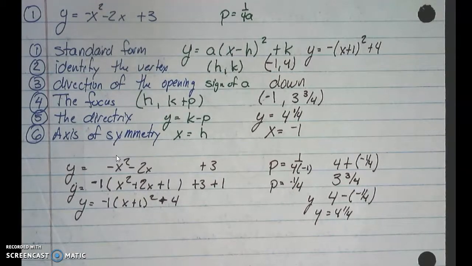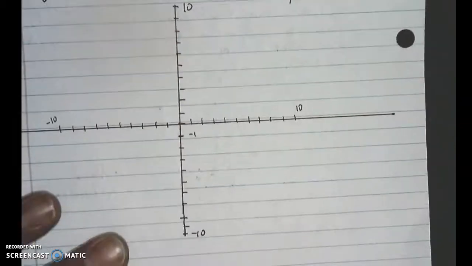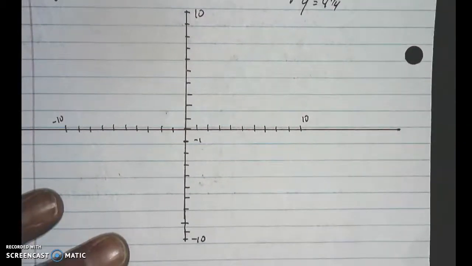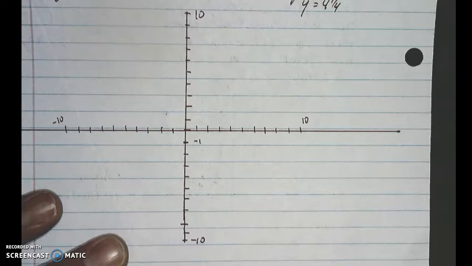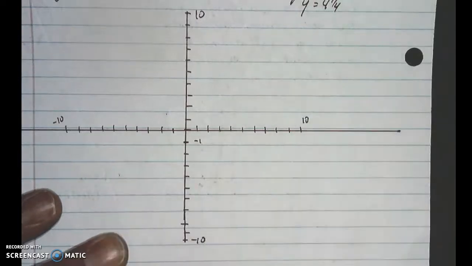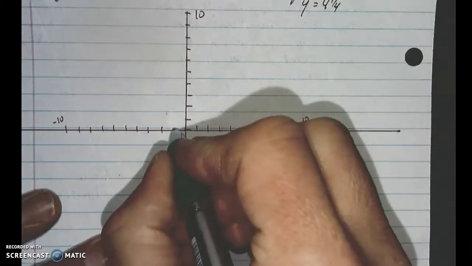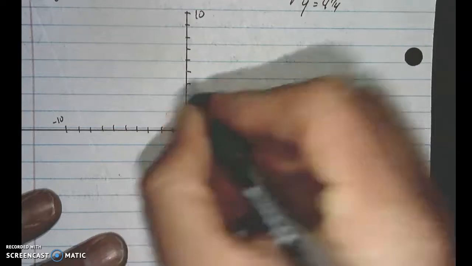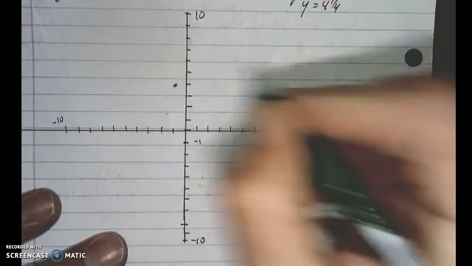So the last thing I've got to do is graph it. I'm going to pause it real quick so that I can put in my coordinates. Like I said, I made a little coordinate plane. The first thing I'm going to do is plot my vertex, which is at negative 1, 4. So negative 1, 1, 2, 3, 4. I'm going to put it right about there.